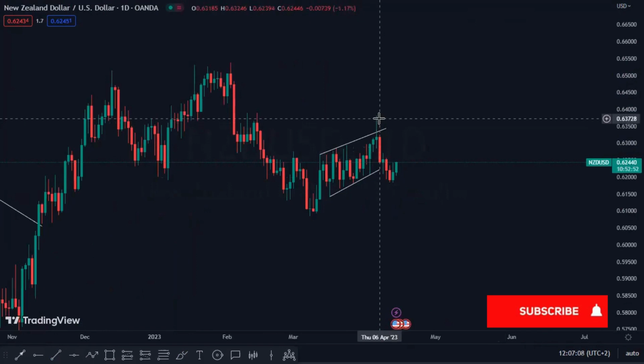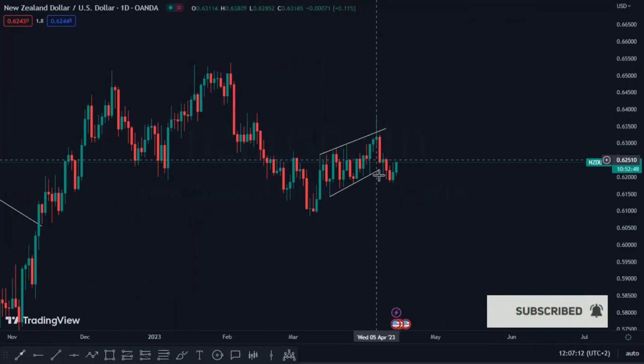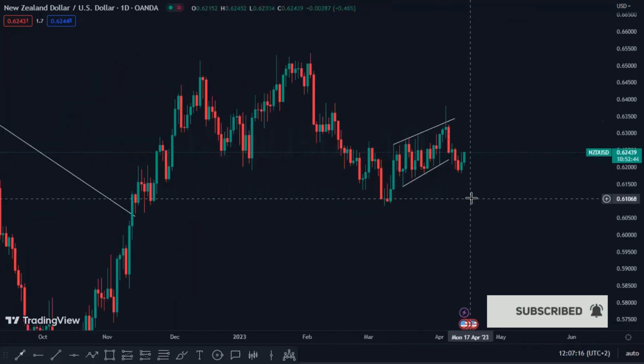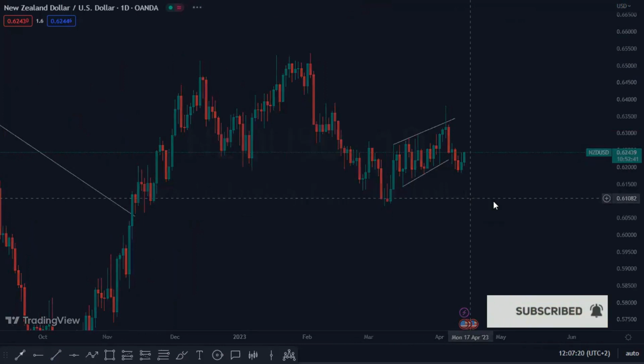And you can see how we had this high test rejection and how price gave us this bearish engulfing candle to the downside. But again, guys, I'm just on a daily time frame. Let me drop on a 4-hour time frame to further see my patterns.